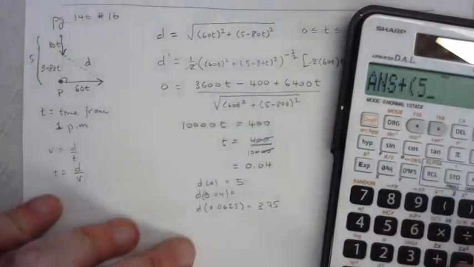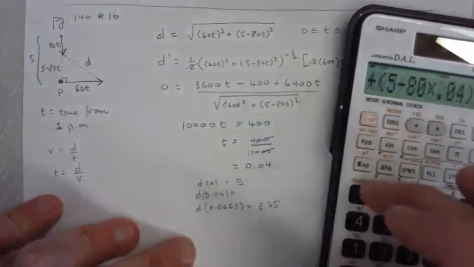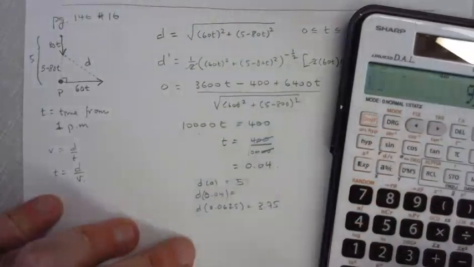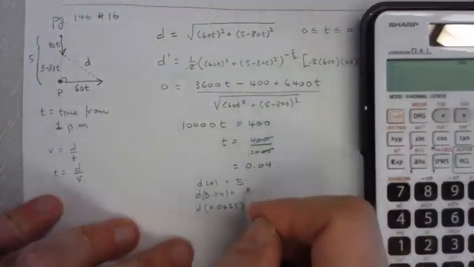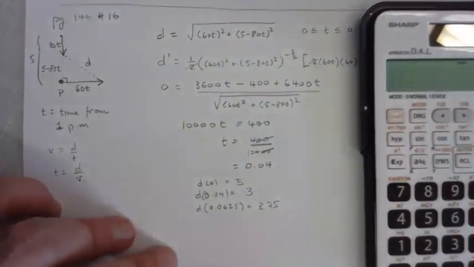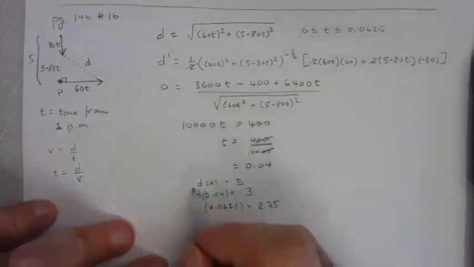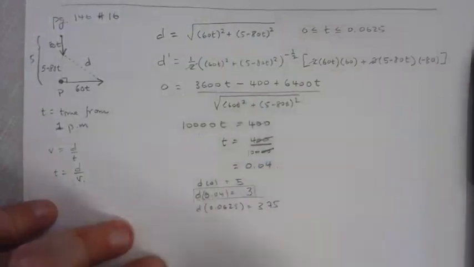So 5 minus 80 times 0.04, all squared. And then the square root of that is just 3. And there you go. There's my answer. Okay, so when does it happen?